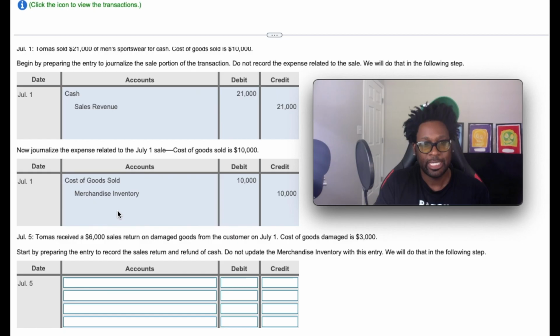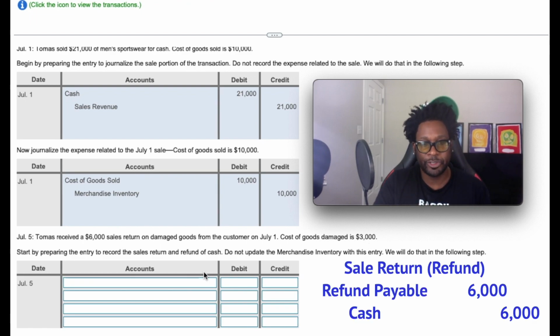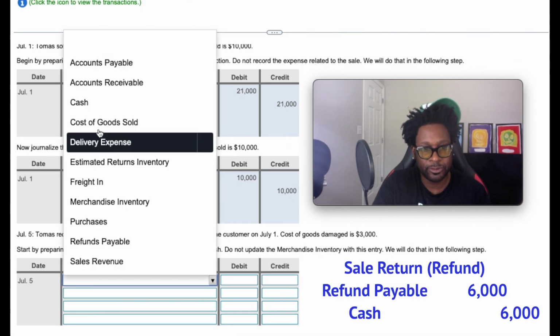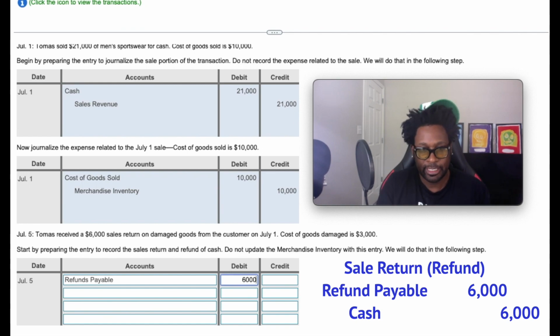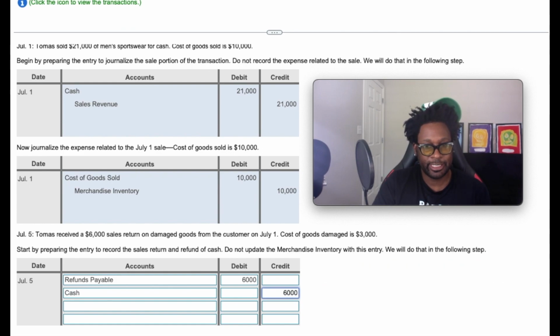Excellent job. Now it tells us that Thomas received $6,000 sales return on damaged goods from the customer, and the cost of those damaged goods are $3,000. All right, gang, as I mentioned earlier, we have two transactions that must be accounted for. First, we're going to account for the actual refund. Therefore, we're going to debit refund payable for the $6,000, and we're going to credit cash, gang, because we're giving them their money back for the $6,000. We're going to check the answer.